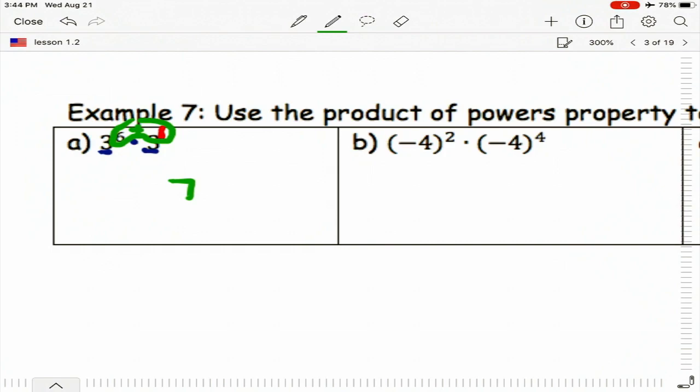I keep the base the same. That's another thing kids do. They do 3 times 3, which is 9. No. If the bases are the same, you leave it the same. It's going to be 3 to the 7th power. I'll erase all this. I'll put a 1 here again. I'll leave the 3 alone. I add the 6 and the 1, and I get a 7. My answer is 3 to the 7th power.